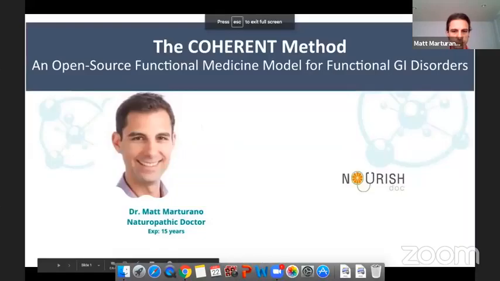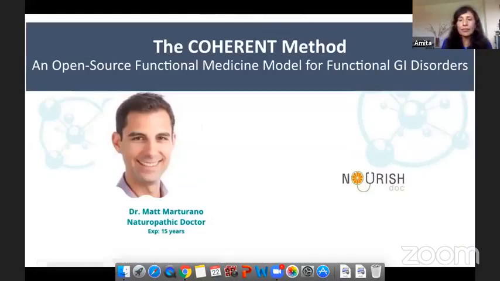Hello, everyone. Natural treatment for functional digestive disorders is a very vast topic. Is there any standard protocol in natural therapies that has been developed? Well, we are going to explore Coherent Method, an open source framework for management of digestive issues.